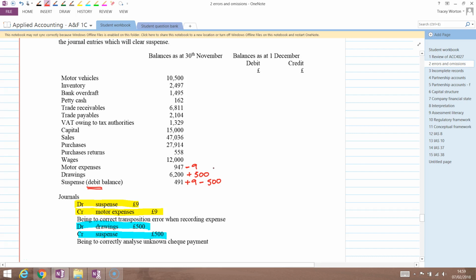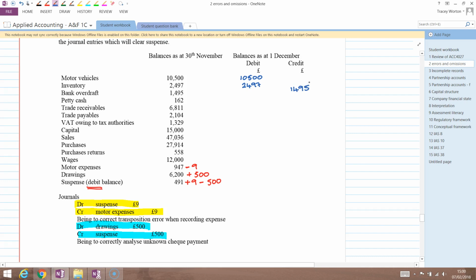So now we're in a position whereby we've put the journal entries through to the trial balance, so we can effectively now go across and transfer the list of balances into our trial balance and double check that it adds up. So motor vehicles is an asset, so that will be a debit of 10,500. Inventory is also an asset, so that will be a debit of 2,497. Bank overdraft is a liability, it's owed back to the bank, so we have a credit entry of 1495.